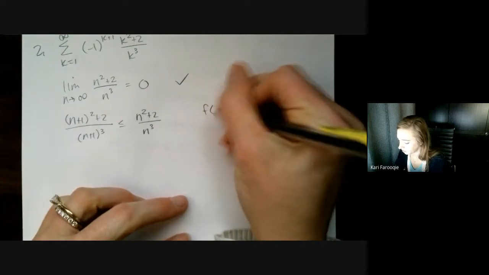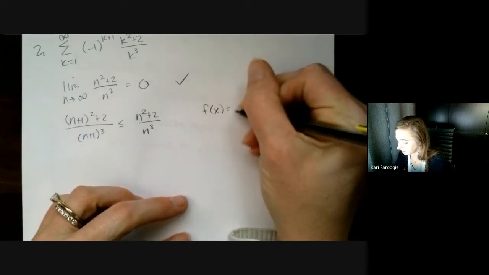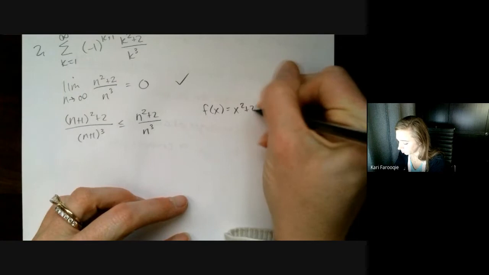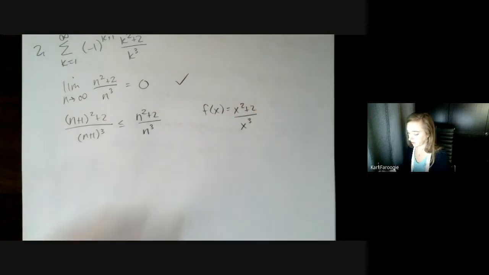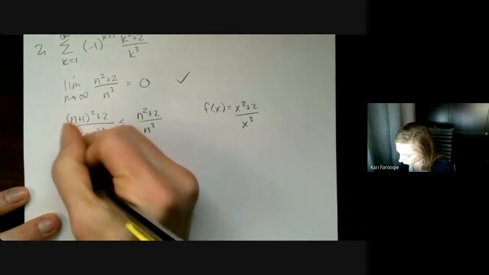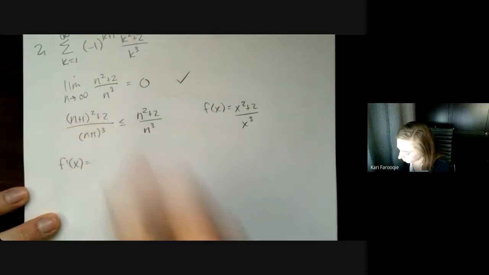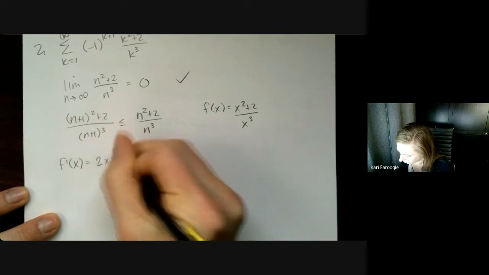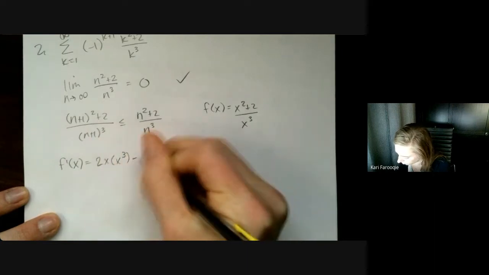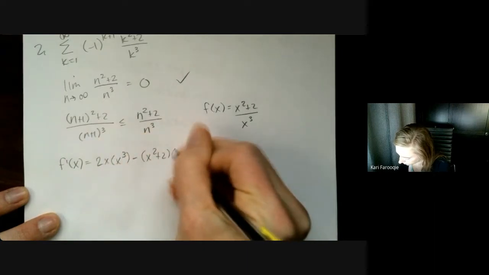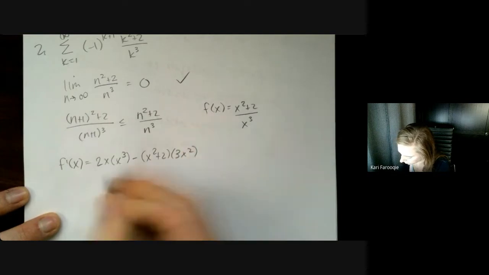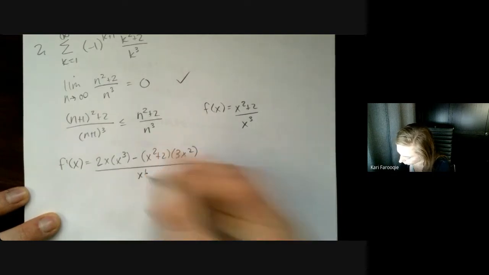So you're going to take your function and make it equal to x squared plus 2 divided by x cubed, and then you're just going to show that your function is decreasing for at least some index n, or k in our case. So when you take the first derivative, you're going to use the quotient rule. f prime g minus f g prime all divided by g squared.